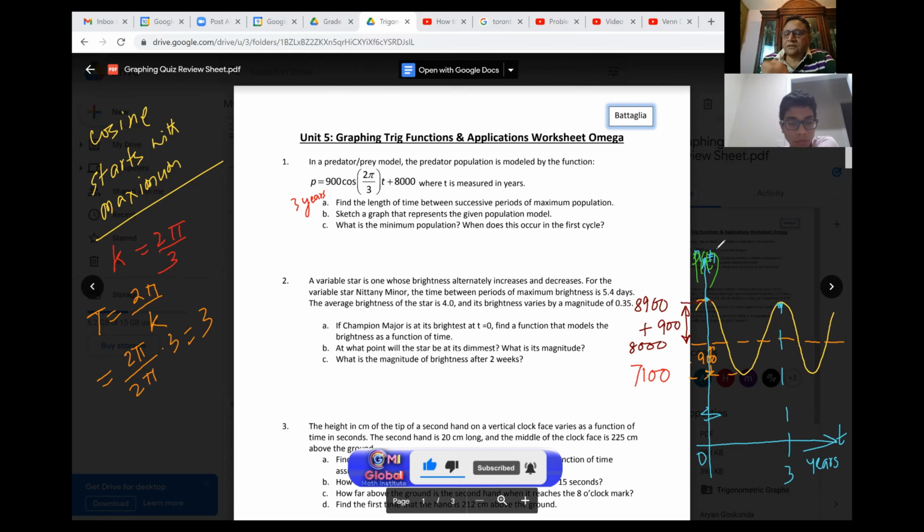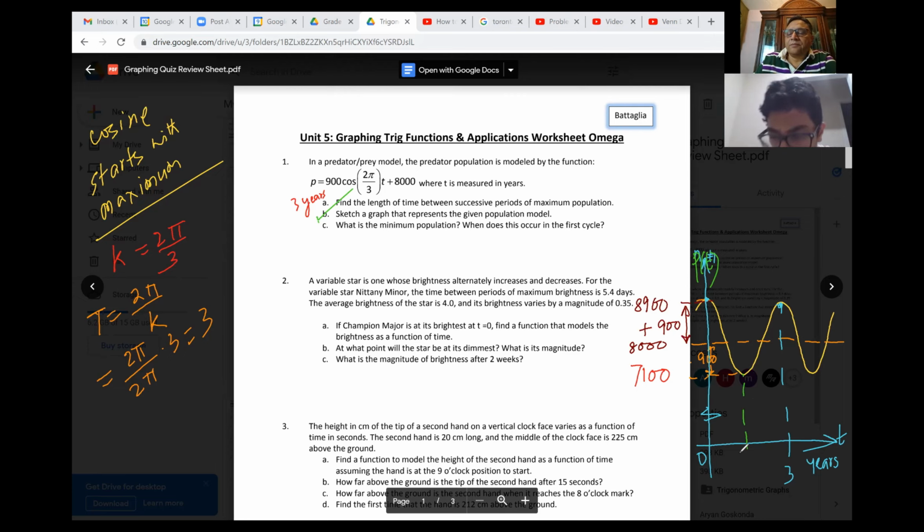Correct. Population time t in numbers. So we've done this part. What is the minimum population? When does this occur? In the first cycle. First. So this is occurring at 1.5, right? Half the time. And the minimum population is 7,100 after 1.5 years. Is that clear to you? Yeah, that's good. Very good.